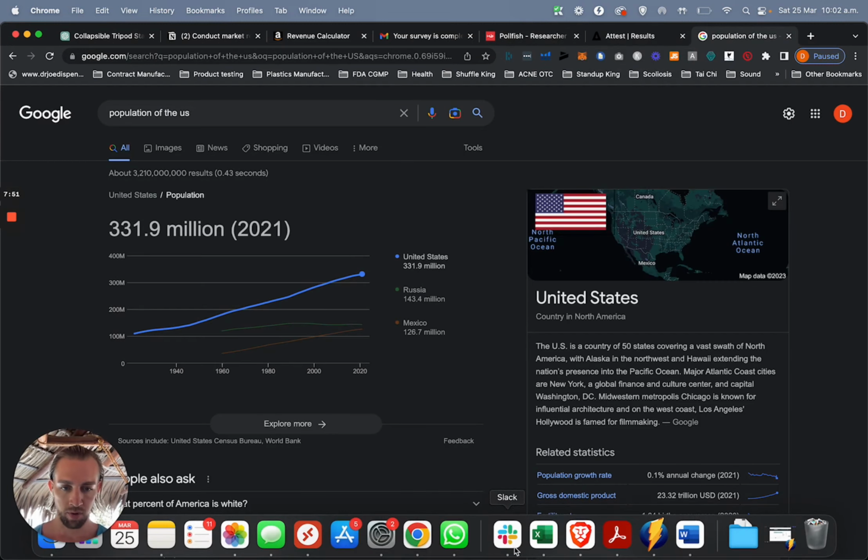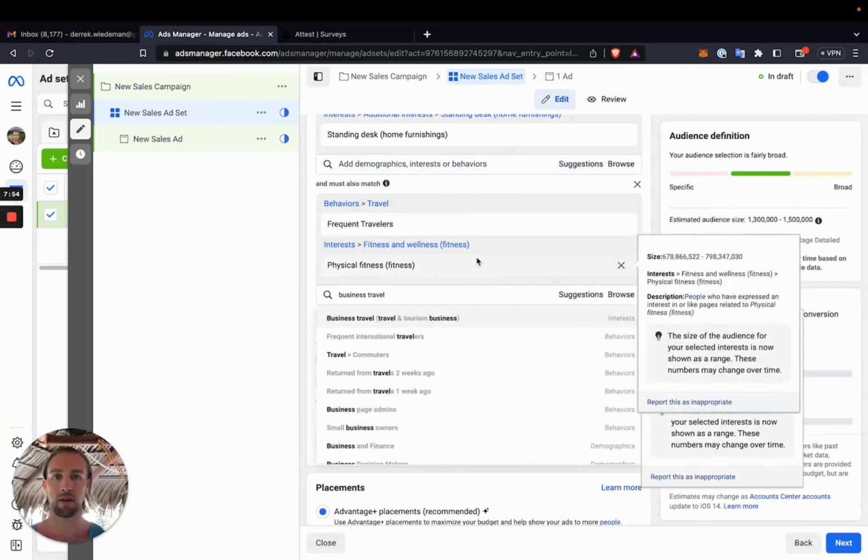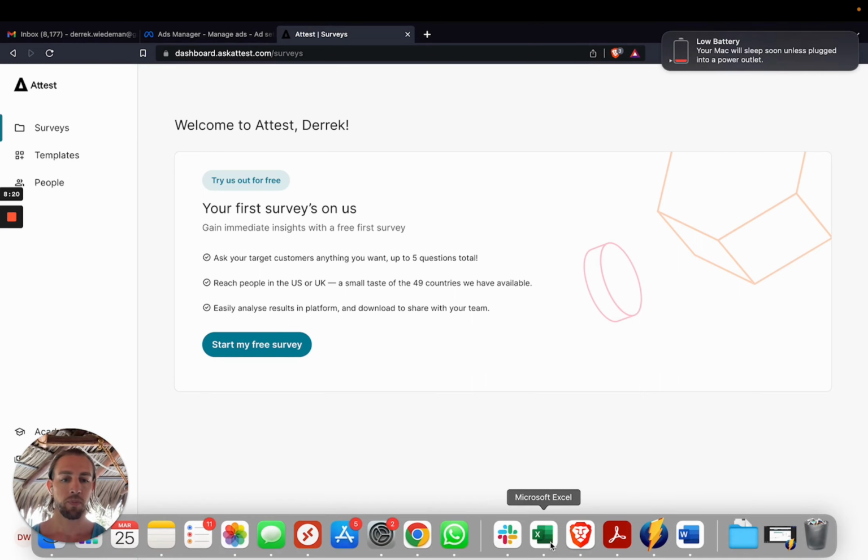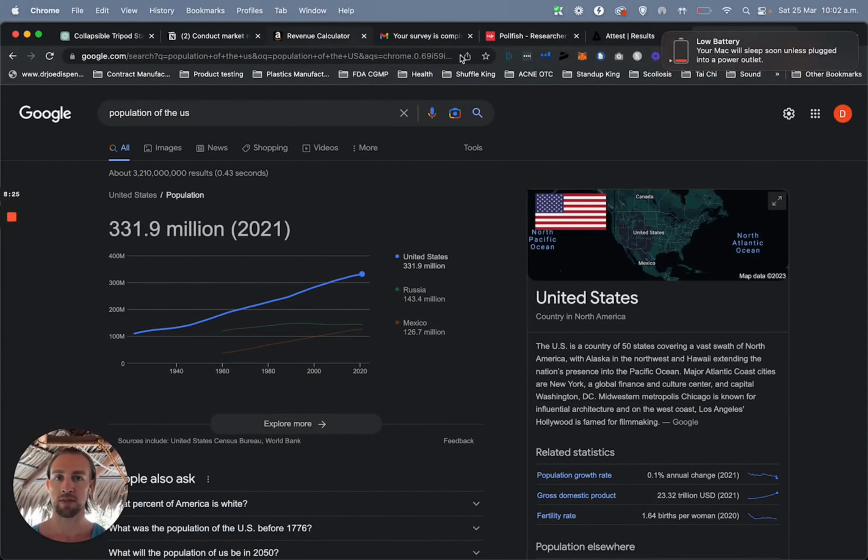Let me pull that up. If you go to Attest, you can just sign up using your Google email and it'll give you a free survey that it sends to 100 people, and you get 5 questions. So based on $1 per answer, you're getting a pretty good deal by getting 100 answers to a survey for free. So I went ahead and did that, and I'm going to show you guys the results because it's really cool.